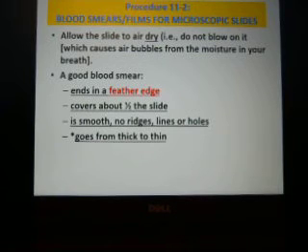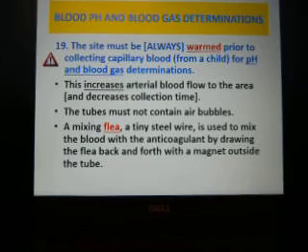And remember, you want to have that good feathered edge on the end. It fills up about half of the slide. It needs to be smooth with no ridges, lines, or holes. And you want it to go from a thick to thin margin. But look at those pages in your textbook as well.